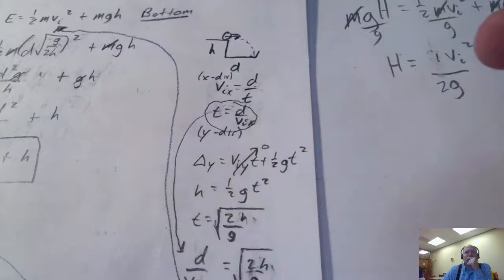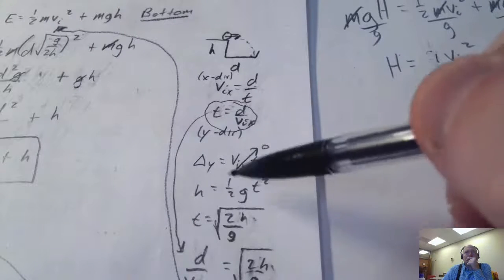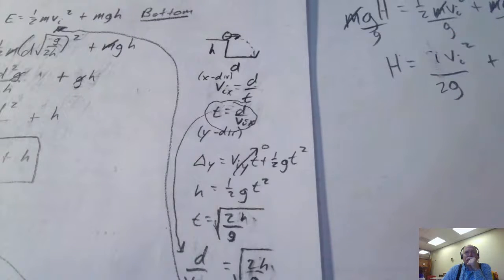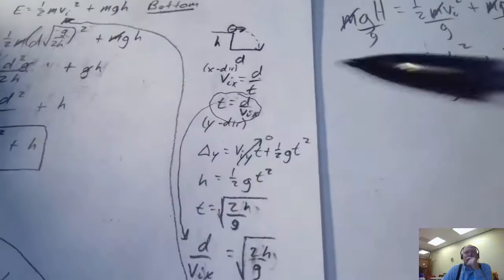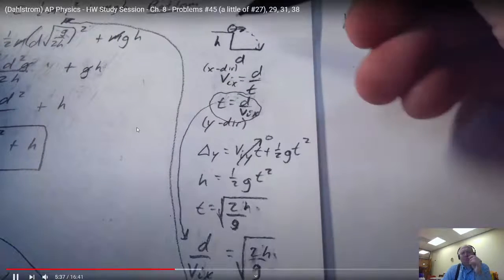The angle, sine of 0, is 0. So V_iY t, in my class, this was the third equation. Delta Y is just this height here.